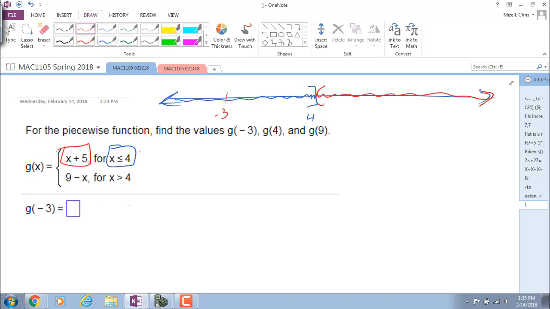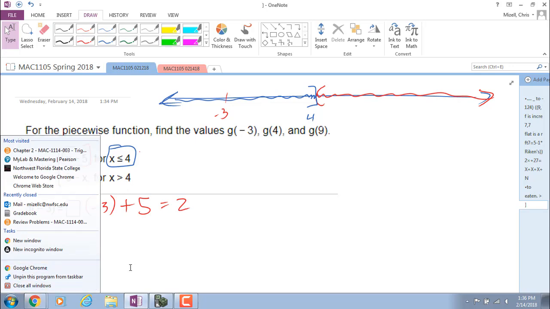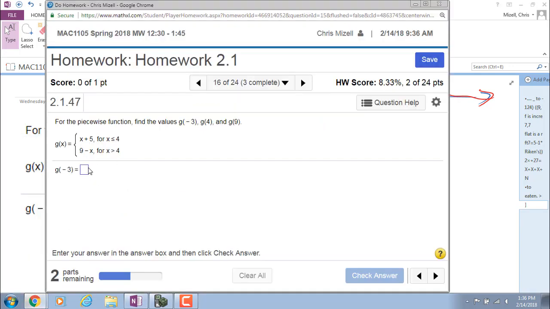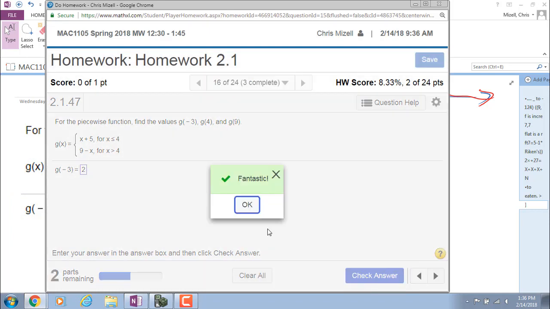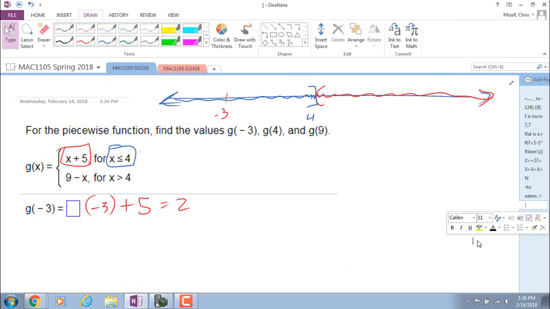So g of -3 is -3 plus 5, which is 2. And we ignore the other rule. We don't care about 9 minus whatever. We don't need that because -3 is not greater than 4. The fact that -3 is less than or equal to 4 tells us to only use that top rule, the x plus 5. So -3 plus 5, we punch that in, and hopefully MyMathlab likes it. -3 plus 5 equals 2. Check it. And we go to the next one.